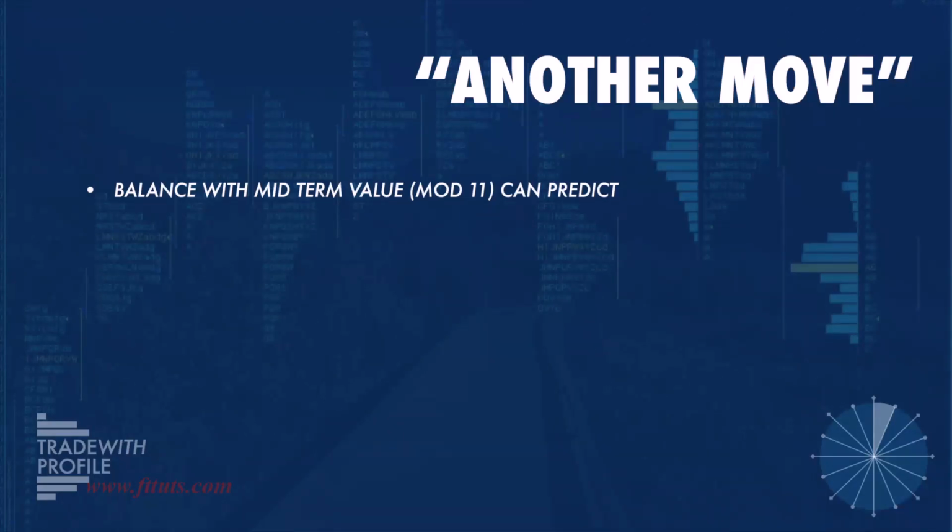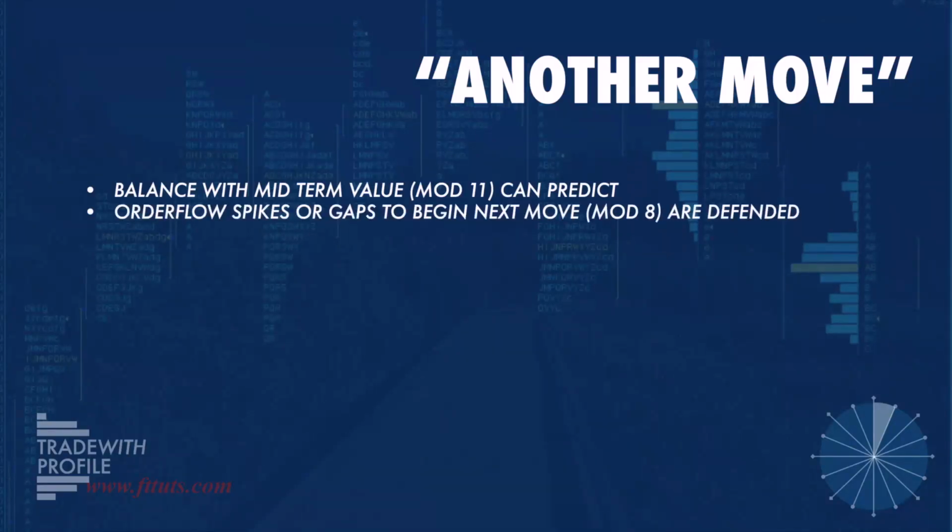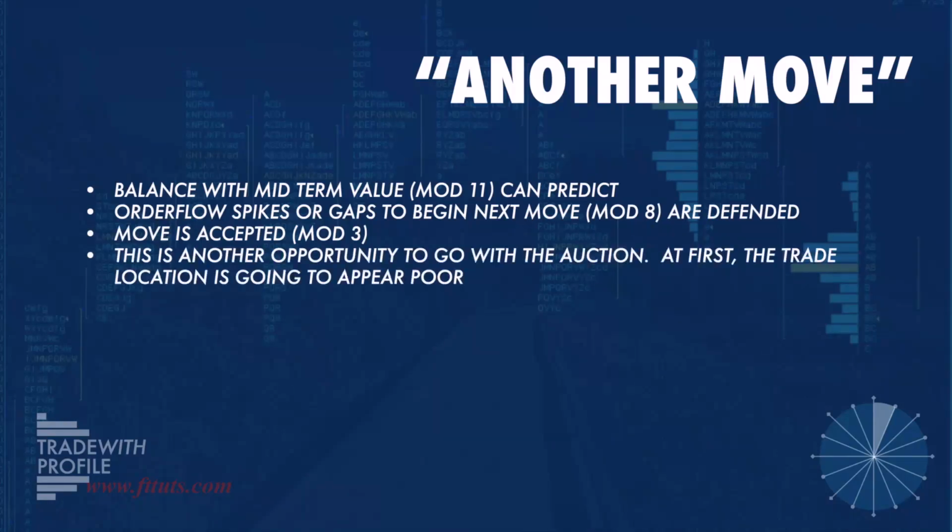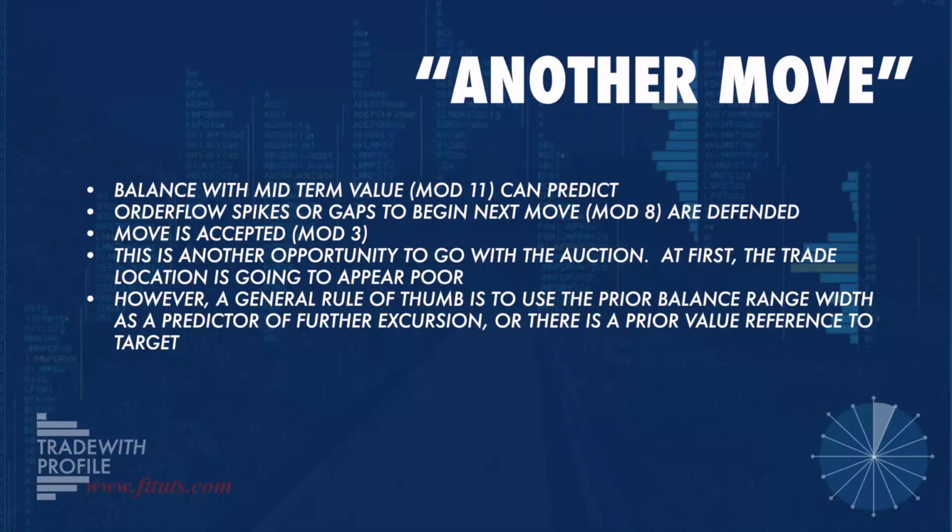Now, how do we know that we're going to have another move? It's similar to how we know a test is coming, in that we're balanced. And we're going to look for order flow spikes just like we would with a test, but the difference here is that the move is accepted, meaning they're going to continue to find participants willing to go in that direction. And this is another attempted opportunity to go with the auction. At first the trade location is going to appear poor, but we'll use that prior balance range as a predictor of further excursion, so that can help us set risk.